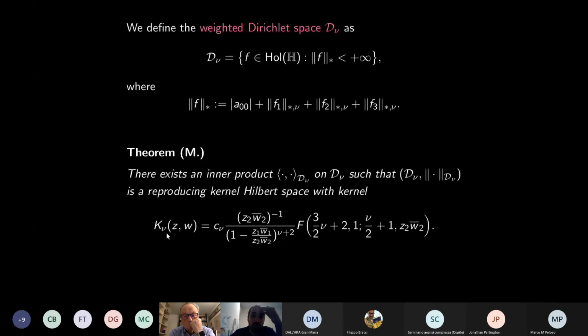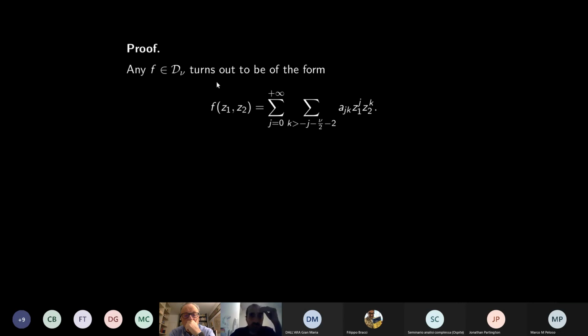As for the proof, once we define the space with this norm here, we consider a holomorphic function f in this space, and any holomorphic function f in this space turns out to be of this form. We find the basis of these spaces, so we find this restriction on the monomials z1^j z2^k. We have j that goes from 0 to infinity, and this is written like this, but this is the very same condition that we had on the weighted Bergman spaces: j plus k plus nu over 2 plus 2 strictly greater than 0.